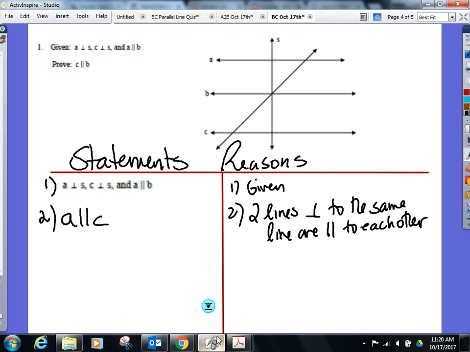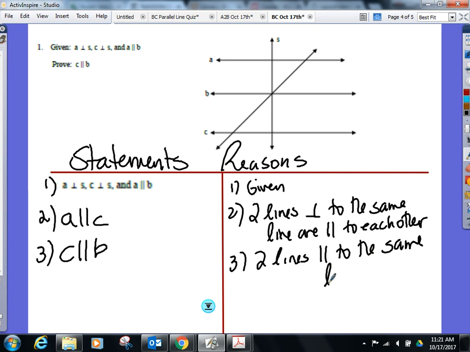Okay, so I know A is parallel to B, and you just wrote down the true statement that A is parallel to C. So C and B are both parallel to the same line. So what should I know about B and C then? They're parallel to each other. And that's the first theorem we went over, which says two lines parallel to the same line are parallel. There you go, which is what we needed to prove.